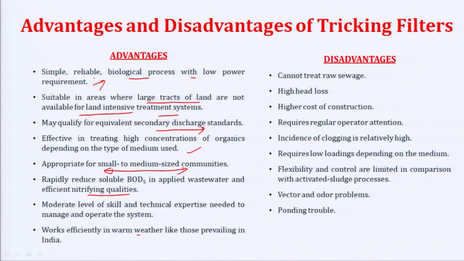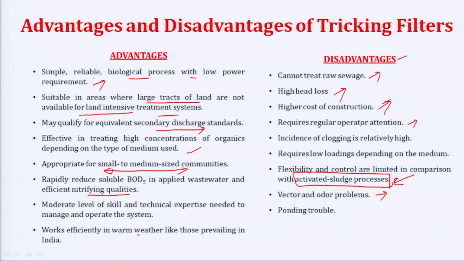So, what are the disadvantages? They cannot treat raw sewage, there is high head loss, and a higher cost of construction. The initial construction cost is going to be less, but the operative cost is comparatively higher. It requires regular operator attention. The incidence of clogging is relatively high, as the filter media may clog very soon. It requires low loading depending on the media. Flexibility and control are limited in comparison with the activated sludge process. Vector and odor problems may be there, and ponding problems may be there.